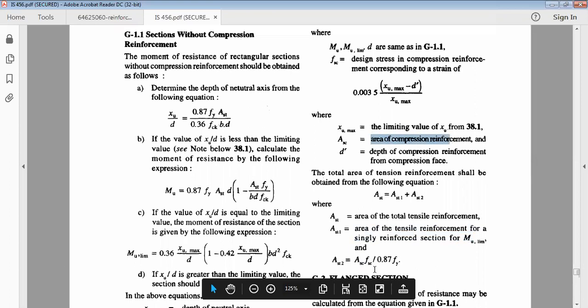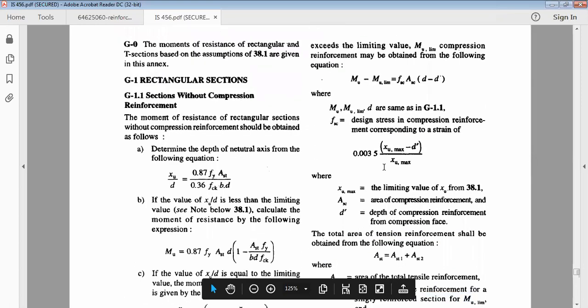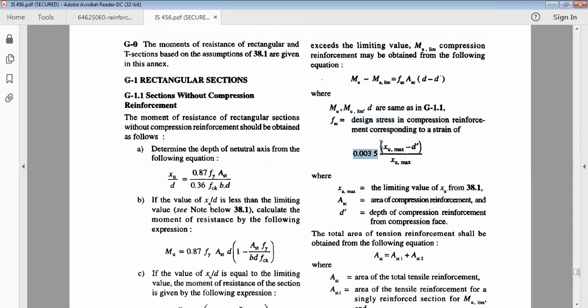ASC is the area of compression reinforcement. What is FSC? FSC is your design stress in compression reinforcement corresponding to a strain of 0.0035 into (Xu max minus d dash) by Xu max. So it's almost corresponding to the maximum 0.0035 strain that develops in compression in a beam, because d dash is a very small amount. So how does this come out? Let me show you.